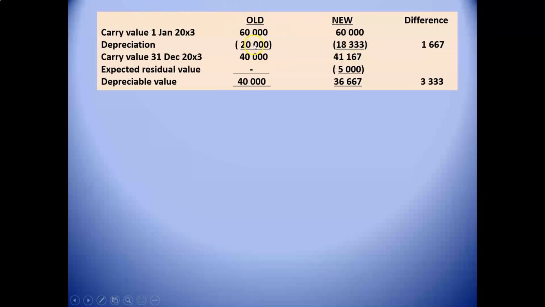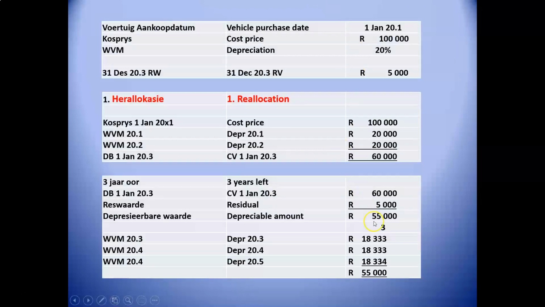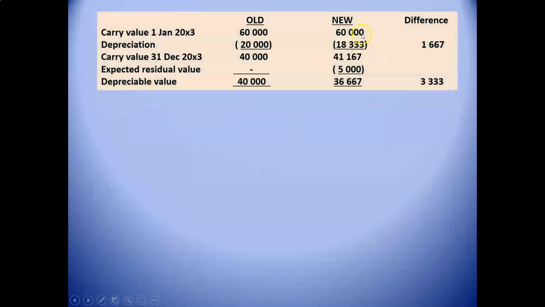If we did carry on with the old way, we would have written off in 23 20,000 Rand, and we would have had a carrying value at the end of 23, on 31 December 23, of 40,000. Now, under the new method, we said that we are going to write off, let me show you that just quickly again, 18,333 for depreciation for the current year. That's 55,000 divided by 3 equals 18,333. So that then gives us 18,333 depreciation based on the new method.